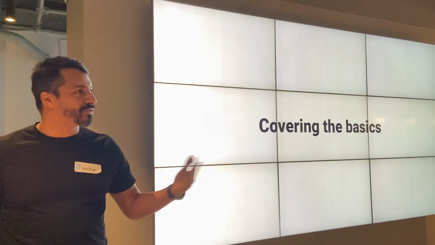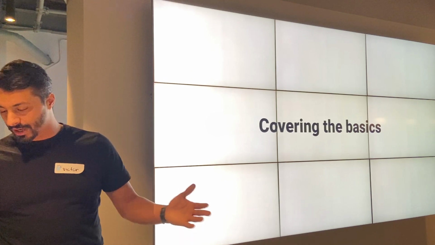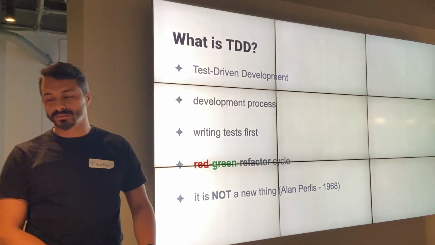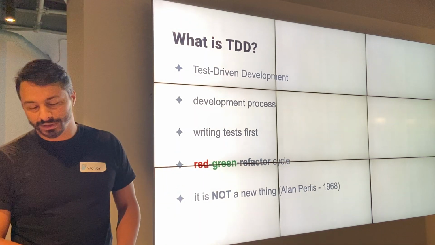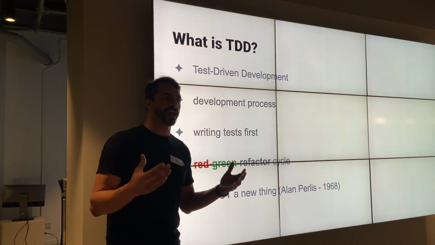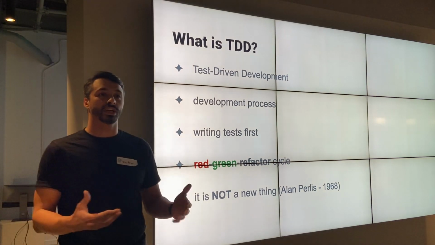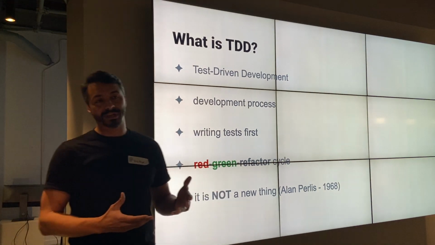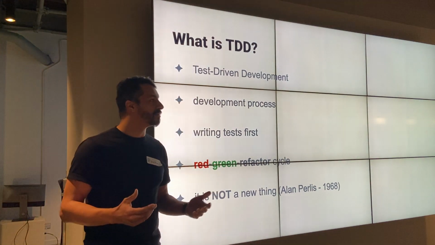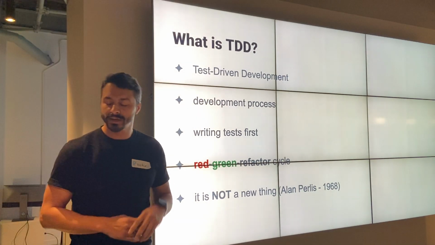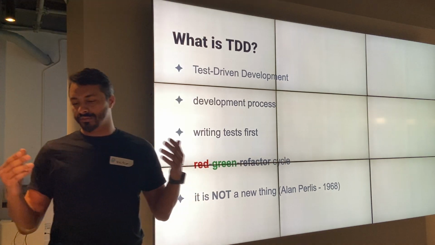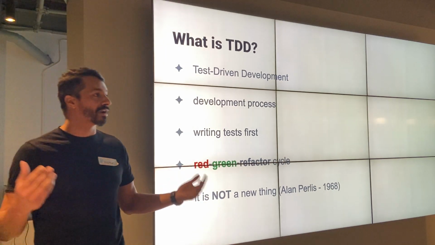Okay, I know many of you already know TDD, but I'm just going to cover some basics real quick, since the majority of you know what it is. TDD stands for test-driven development. It is a development process, and it basically consists of writing your test first before actually going into the code and the implementation. It is also known as the red-green-refactor cycle, and I'll explain a little bit about that on the next slide. TDD is not a new thing. There are records of other people talking about it in '68.